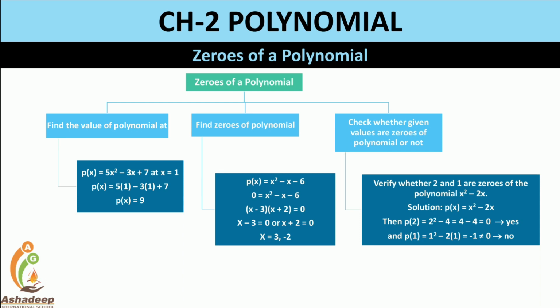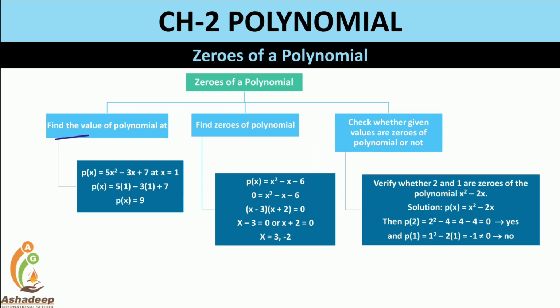Now, this is very much important. Zeros of the polynomial. In the zeros of the polynomial, there are 3 things that we need to know. First of all, find out the value of the polynomial at a given point. Then find the zero of a polynomial, and check whether the given values are zeros of the polynomial or not.